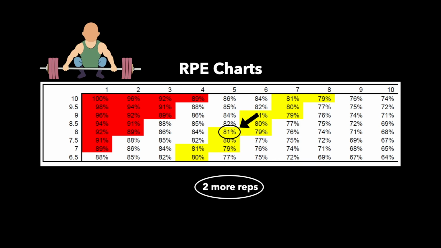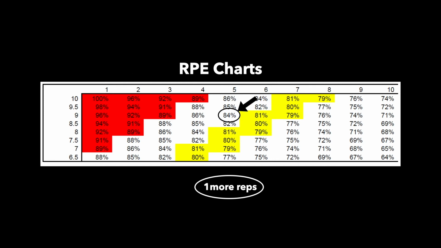If Mike here lifts with an RPE of 8, it means that he will have 2 more reps in the tank at the end of his set. By using the RPE chart, we can convert the percentage over to RPE. Let's say we're lifting with 84% of 1 RM with 5 repetitions. This means we're lifting with an RPE of 9.